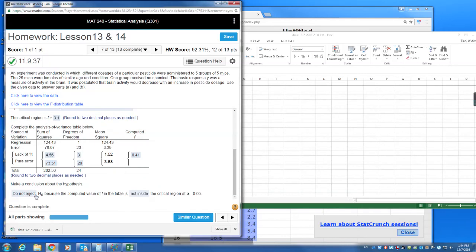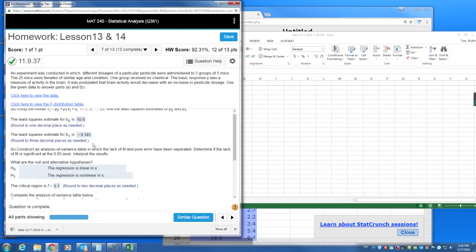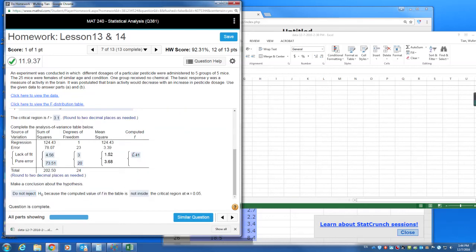And now what you do is the F values. F is 0.41. It depends on what F values they have. You compare this F with this value. This value is not bigger than 3.1, so we do not reject it. If we do not reject it, it means it's not inside the critical region. If it's bigger than 3.1, it's in the critical region, then we reject it. Because it's not bigger than 3.1, we don't reject it.